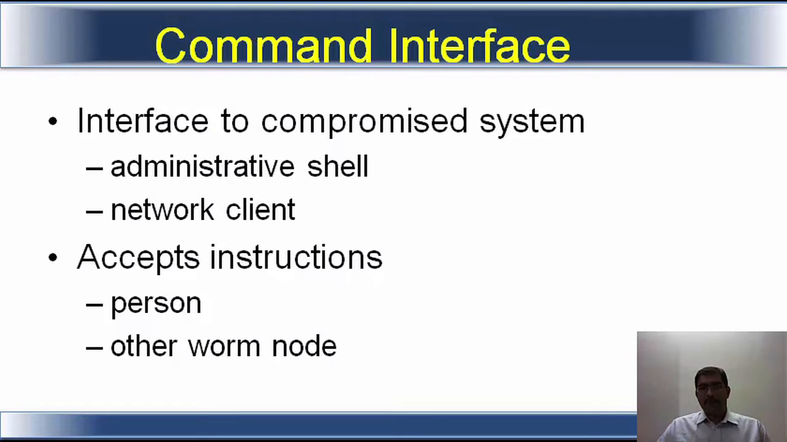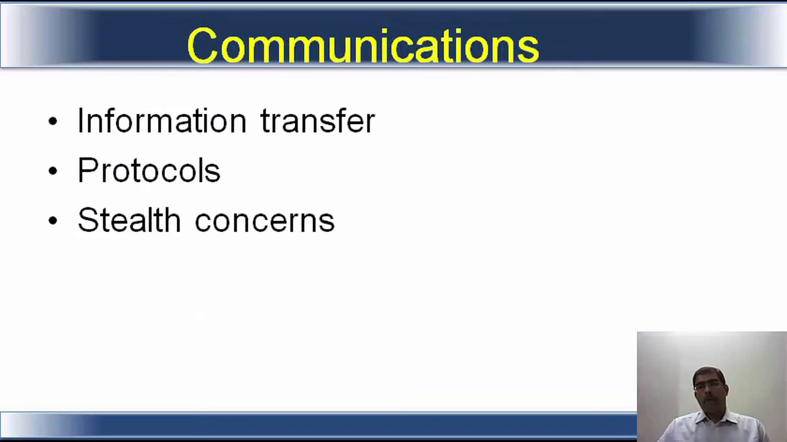Command interface for the worm. It's got an administrative shell, or it can be a network line. It accepts instruction either from a person or from another worm node. How do they communicate? Information transfer, protocol, and stealth concerns are there for the worms.